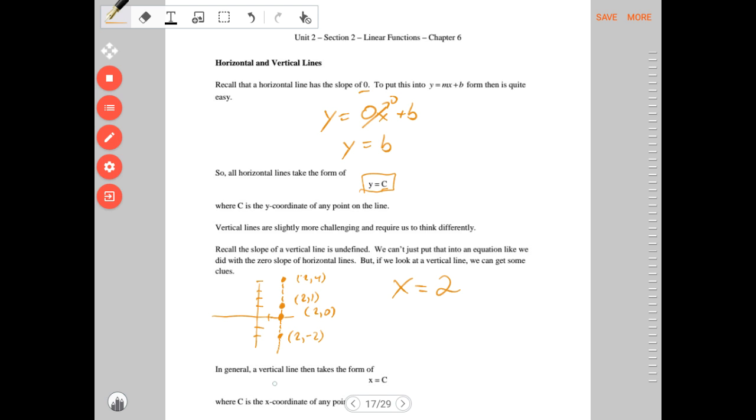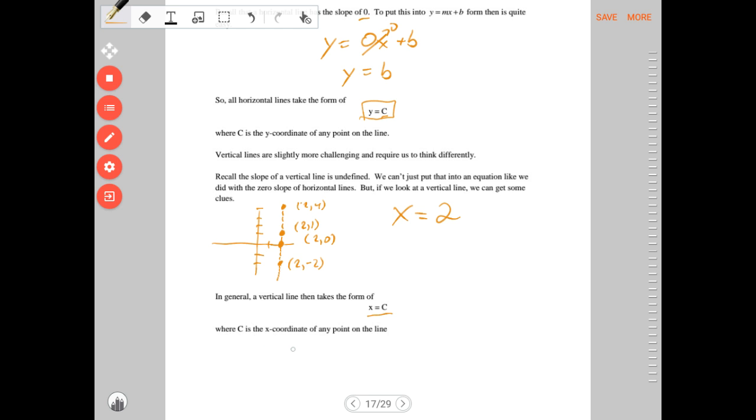So in general, a vertical line then takes the form of x equals some constant. And that constant is the x-coordinate of any point on the line, because the x-coordinates are going to all be the same. So horizontal lines are always y equals a number lines, and a vertical line will always be an x equals some number kind of line. All right, so that's that.